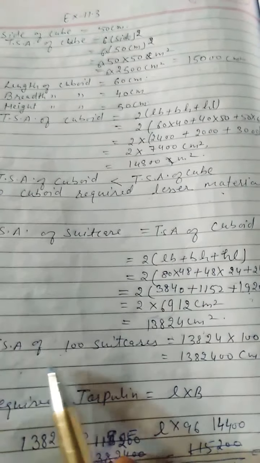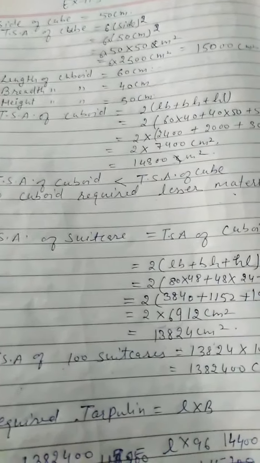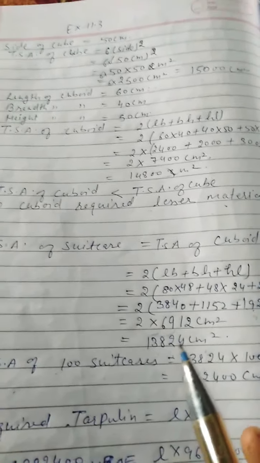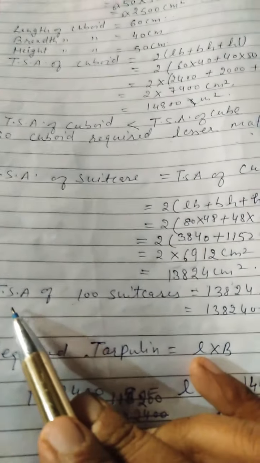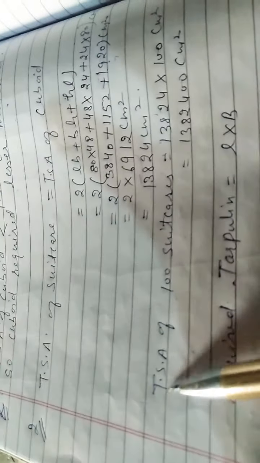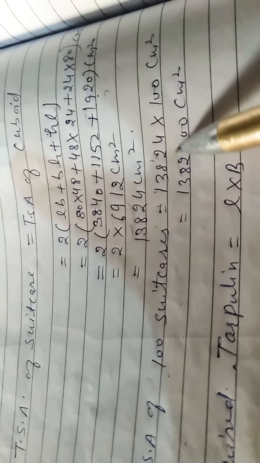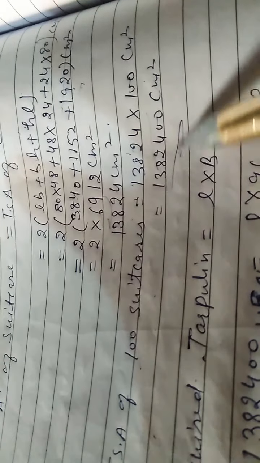Now we have to make 100 suitcases, so we have to cover them with tarpaulin, and there are 100 suitcases to be wrapped. So we have to find the total surface area of one suitcase, that is 13,824, and to find the area of 100 suitcases, we have to multiply it by 100. So multiply 13,824 with 100, you will get this amount, right?